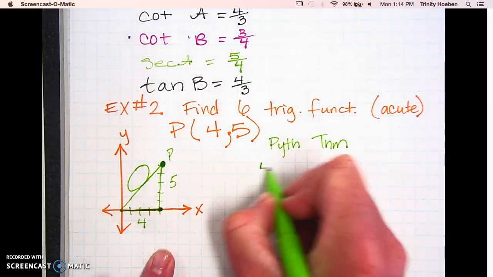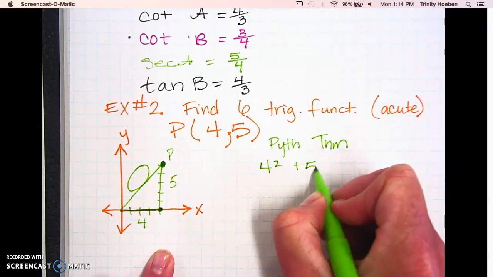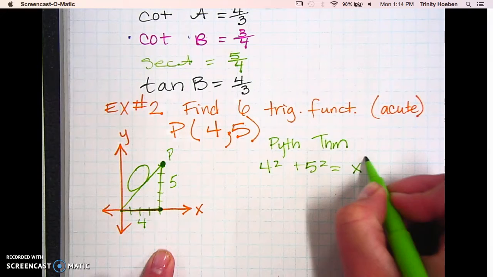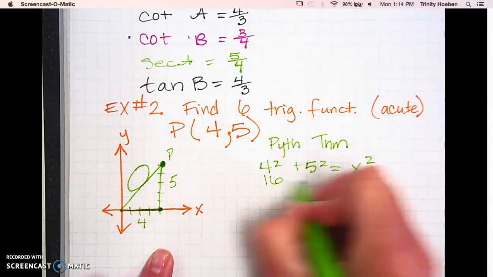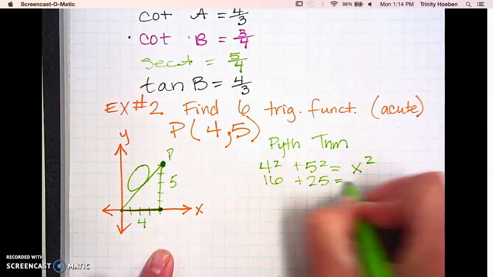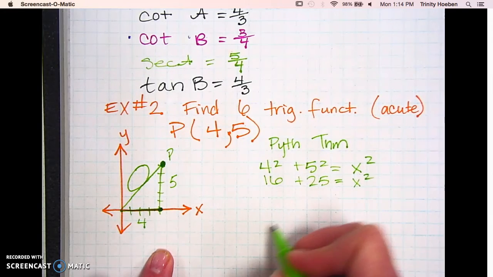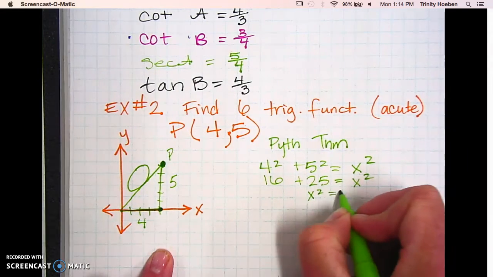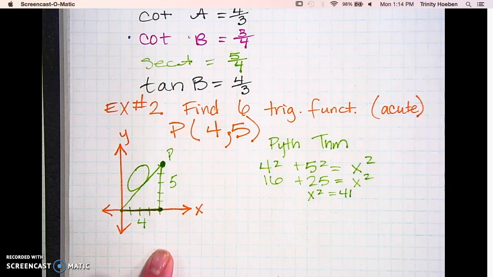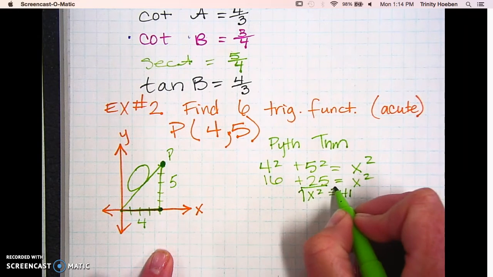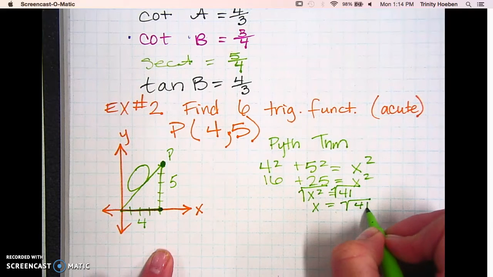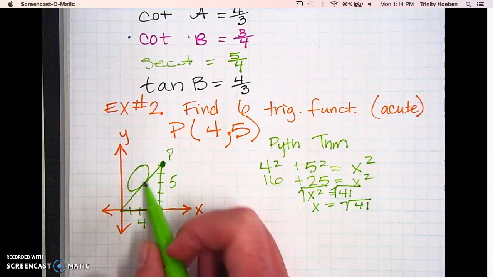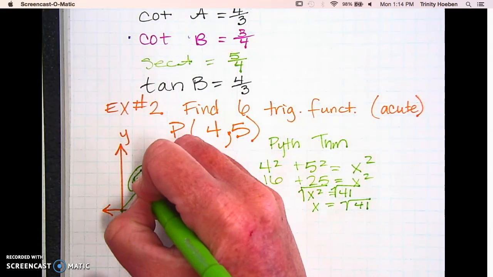So we're going to say 4 squared plus 5 squared is going to be equal to x squared, or c squared, whatever variable you want to use. If you want to use c, you can use c. So this is 16 plus 25. Add them together, you get 41. So x squared equals 41. Then you take the square root of both sides, and you get x equals the square root of 41. So we're going to label that hypotenuse the square root of 41.